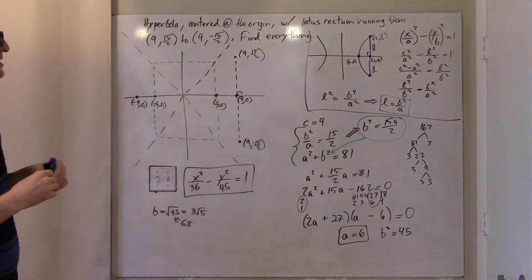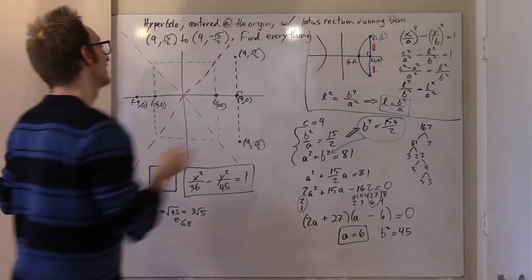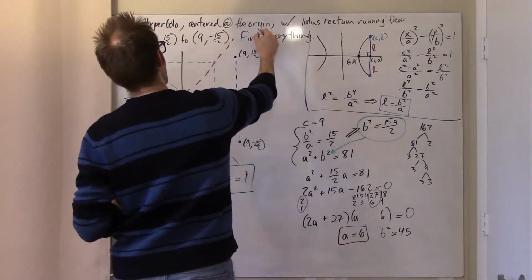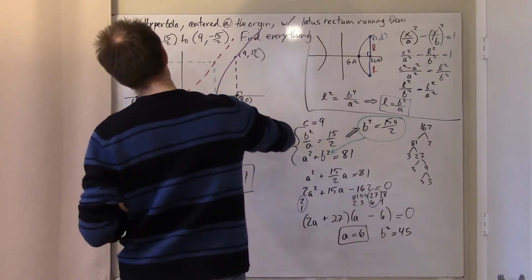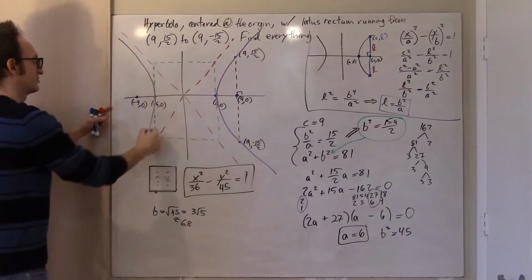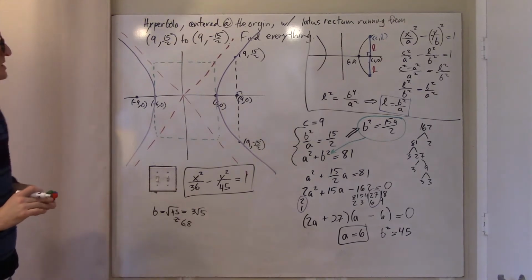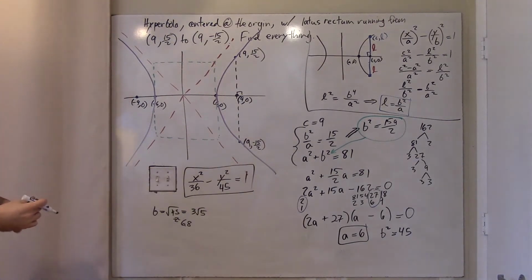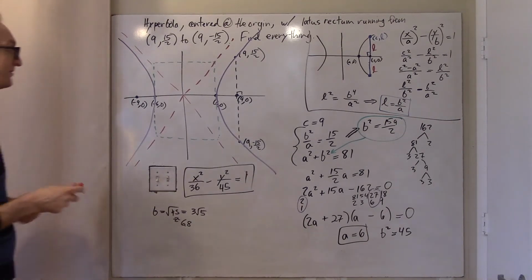And then the hyperbola itself is going to pass through this latus rectum point and pass through these guys like that. Alright, so what's done? I found A, B, and C. I graphed the hyperbola. I can give the equations of the asymptote.